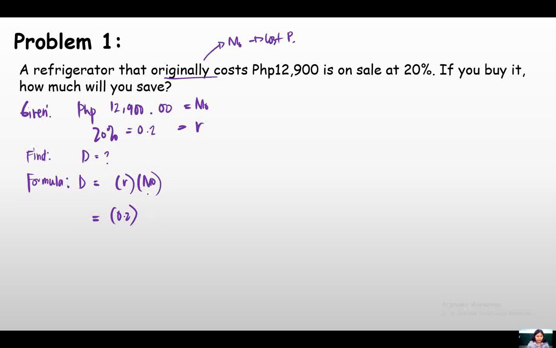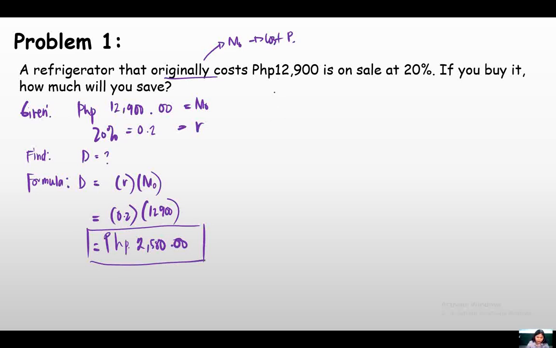Our M sub O, it looks like "mo", but it is M sub O, is 12,900. Now, let's get the product. You can use your calculator to recheck the answer. It is 2,580 pesos. Do not forget the unit sign, which is the peso sign, PHP. So this is the discount.